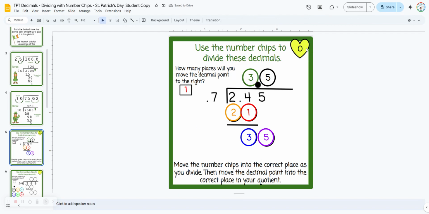Now if you'll notice, every problem has a letter and a yellow heart. So on the final slide there will be a St. Patrick's Day riddle, and students are going to match their answer to a letter in order to solve the riddle.